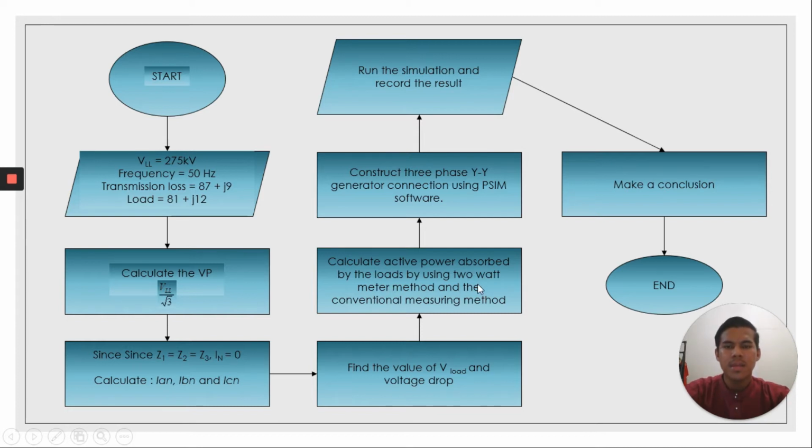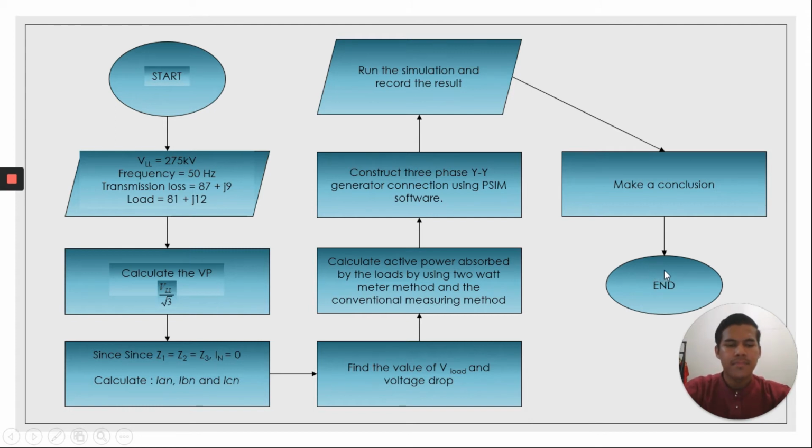Next, calculate the active power absorbed by the load using the two methods, which are the two wattmeter method and the conventional measuring method. After that, we want to verify the calculation. We have to construct the three-phase Y to Y generator connection using PSIM software. Next, run the simulation and record the result. And after getting the result, we have to make a discussion and lastly make a conclusion.